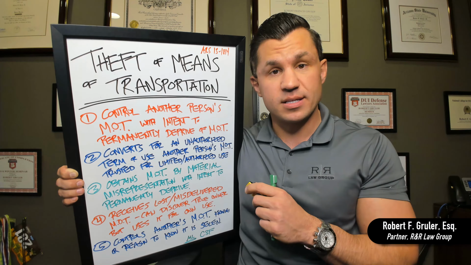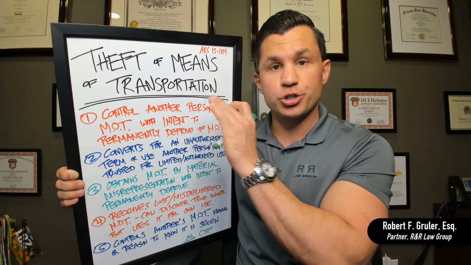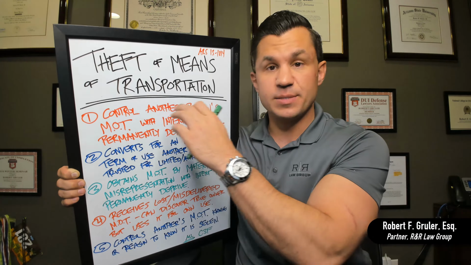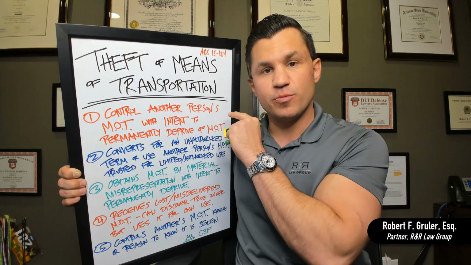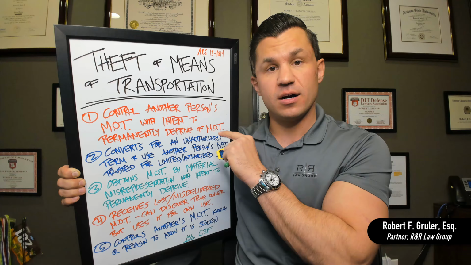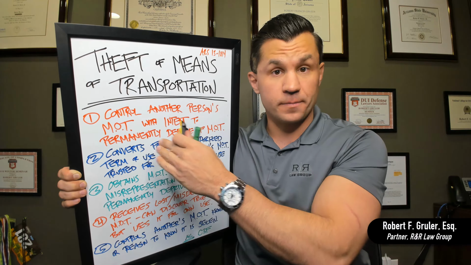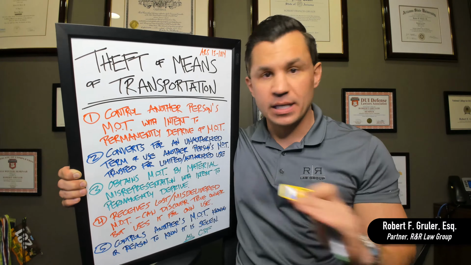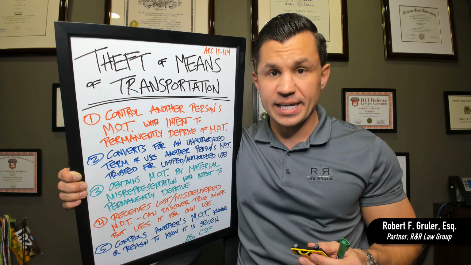So the first way that somebody can be charged with theft of means of transportation is if they are controlling another person's means of transportation with, this is important, intent to permanently deprive of the means of transportation. So they are controlling another person's car with the intent to permanently deprive them of their car, meaning they have no intention of ever bringing this back.